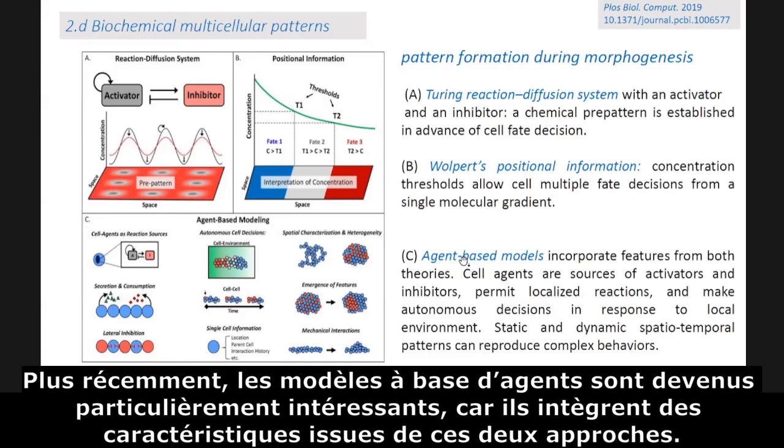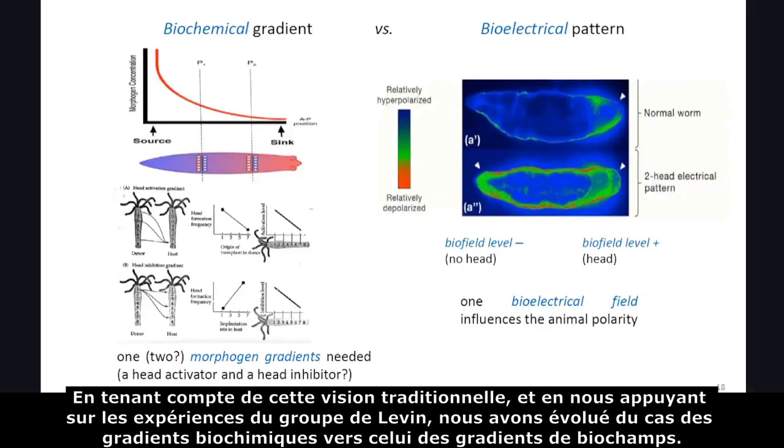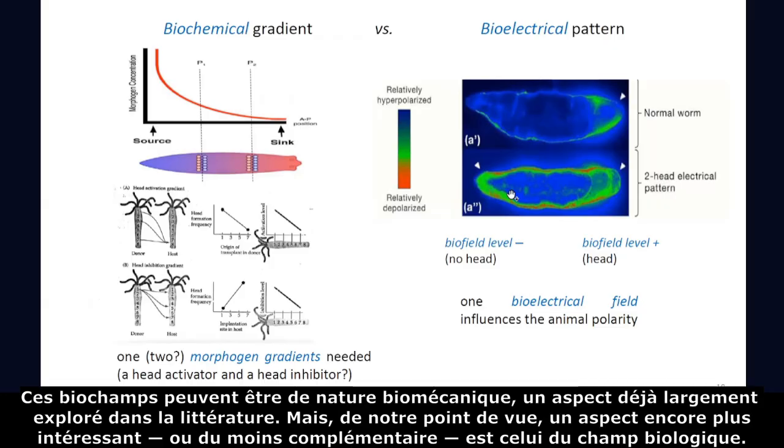More interesting are the recent agent-based models because they incorporate features from both theories. So considering this traditional view in the field, we move, following Levin's group experiments, from the case of the biochemical gradient to the case of the biofield gradient. This biofield can be a biomechanical field, which has been explored in the literature, but more interestingly, or at least complementary from our point of view, is the case of the bioelectrical field.